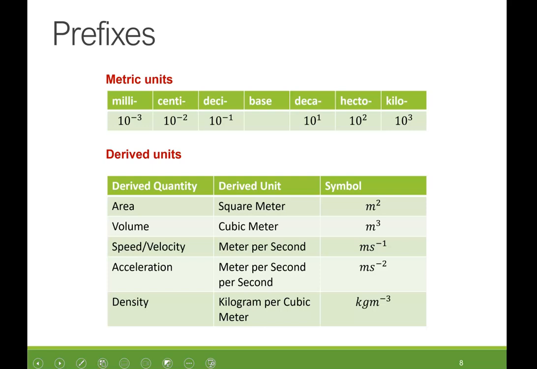As mentioned before, for the prefixes for these SI units, the expectation is that you're familiar with milli, centi, deci, deca, hecto, kilo, just those 6 surrounding the base unit, and each of them is a factor of 10 more than the previous.